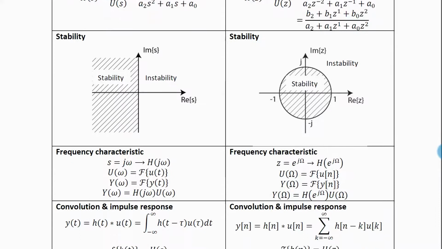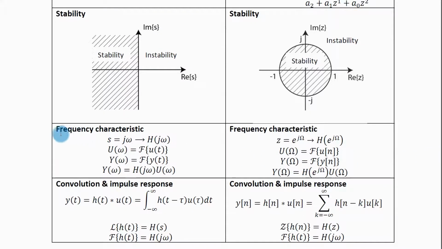To describe the system, we can also use the frequency characteristic. With continuous time systems, when you substitute j omega for s in the transfer function, you will get the frequency characteristic. And if this is the Fourier spectrum of the input and this is the Fourier spectrum of the output, then the relationship between these two spectra is given by the frequency characteristic. When you multiply the spectrum of the input signal with the frequency characteristic, you will get the spectrum of the output signal.